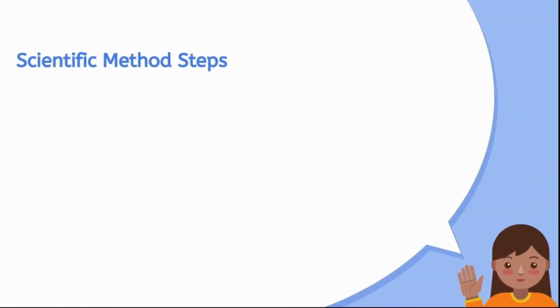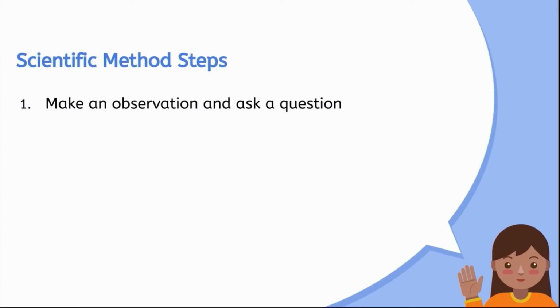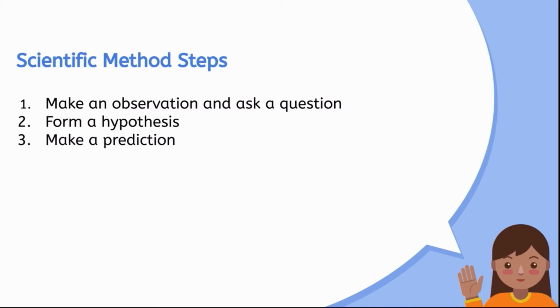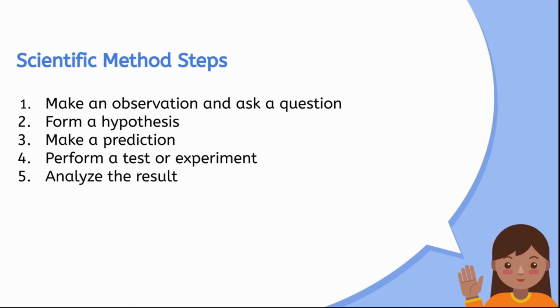Now let's talk about the steps of the scientific method. Number 1, make an observation and ask a question. Number 2, form a hypothesis. Number 3, make a prediction. Number 4, perform a test or experiment. Number 5, analyze the result. And number 6, form a conclusion.